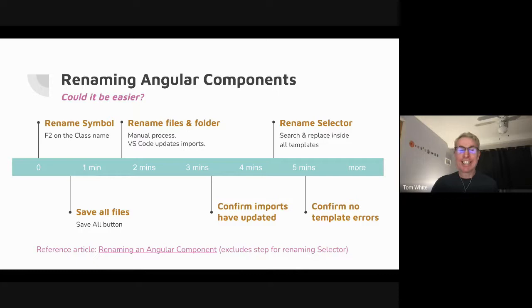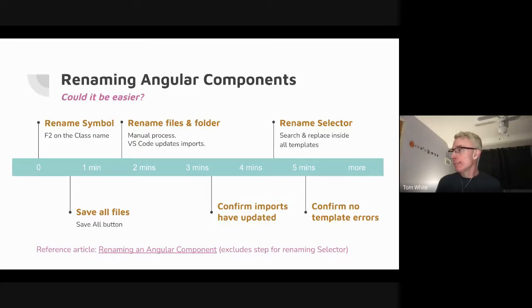Okay, I'm taking that as no, which I'm a little surprised at, because I thought there might be some quick clickers who could do it, or maybe had it scripted or something like that. But basically, here's the steps. First of all, you have to rename the symbol. And I'm talking about doing this in VS Code. You do an F2 on the class name and then save all the files it edits. Then you rename the files and folders. It's a manual step, but the imports are auto-updated by VS Code these days.